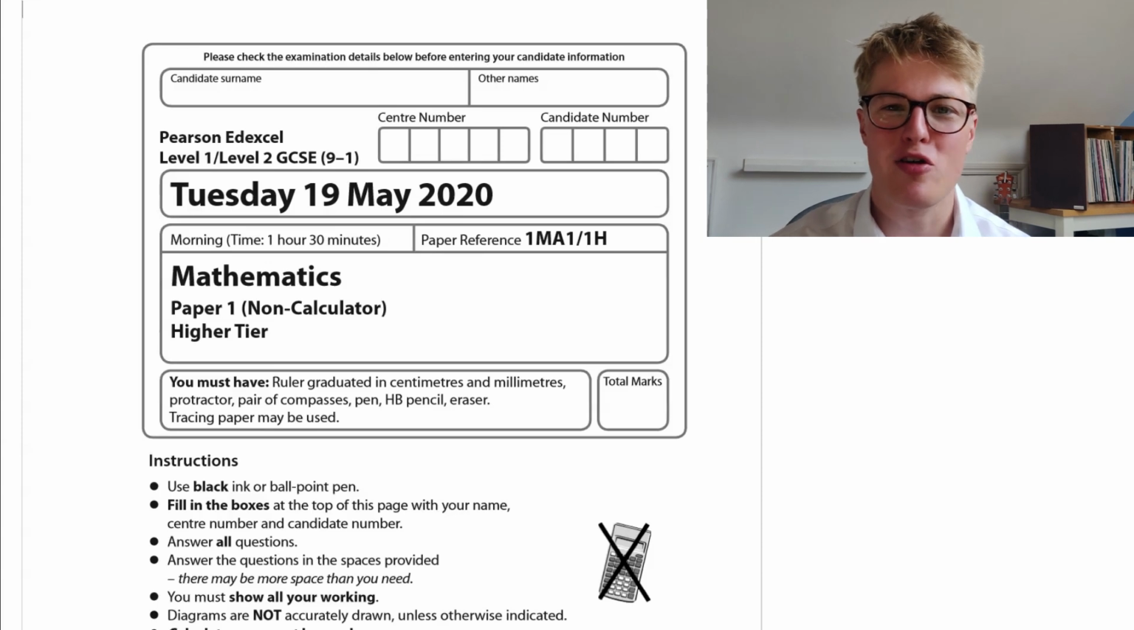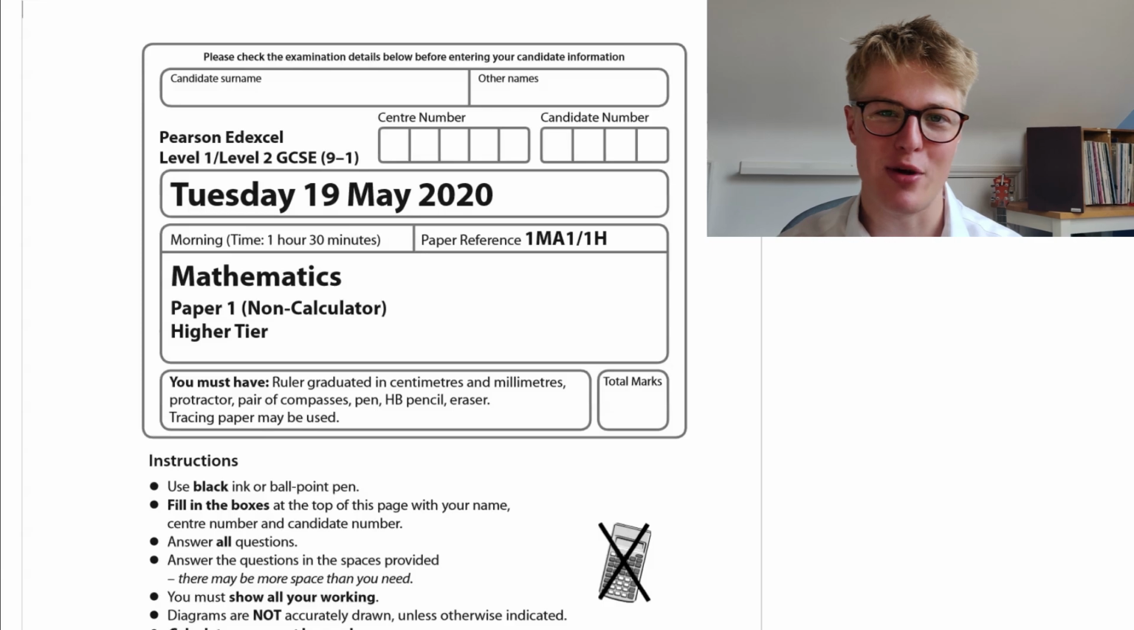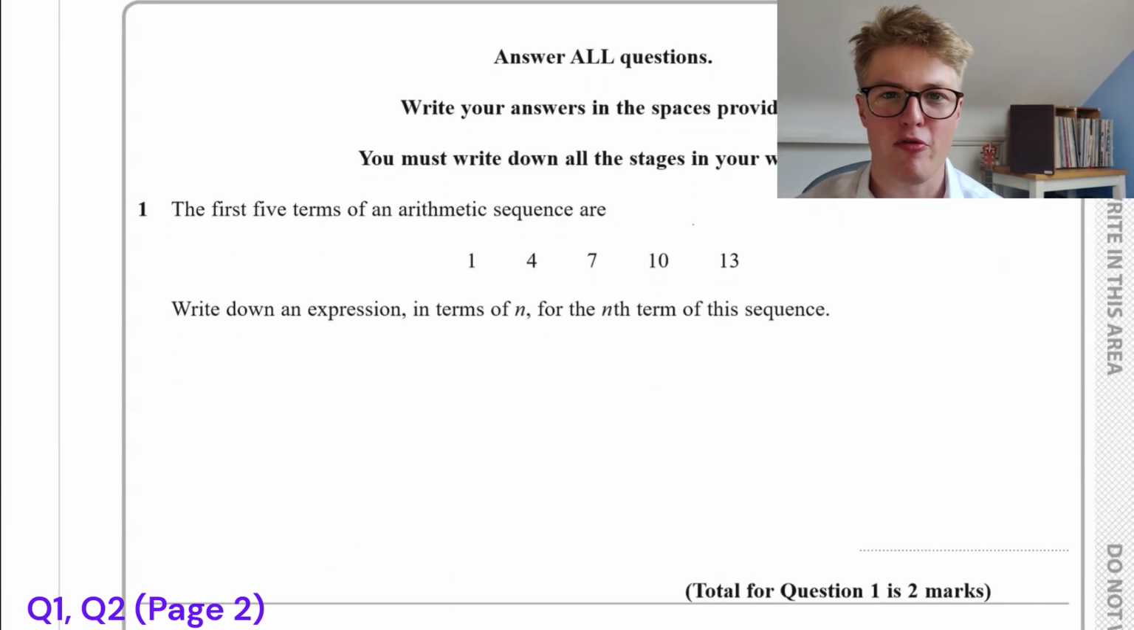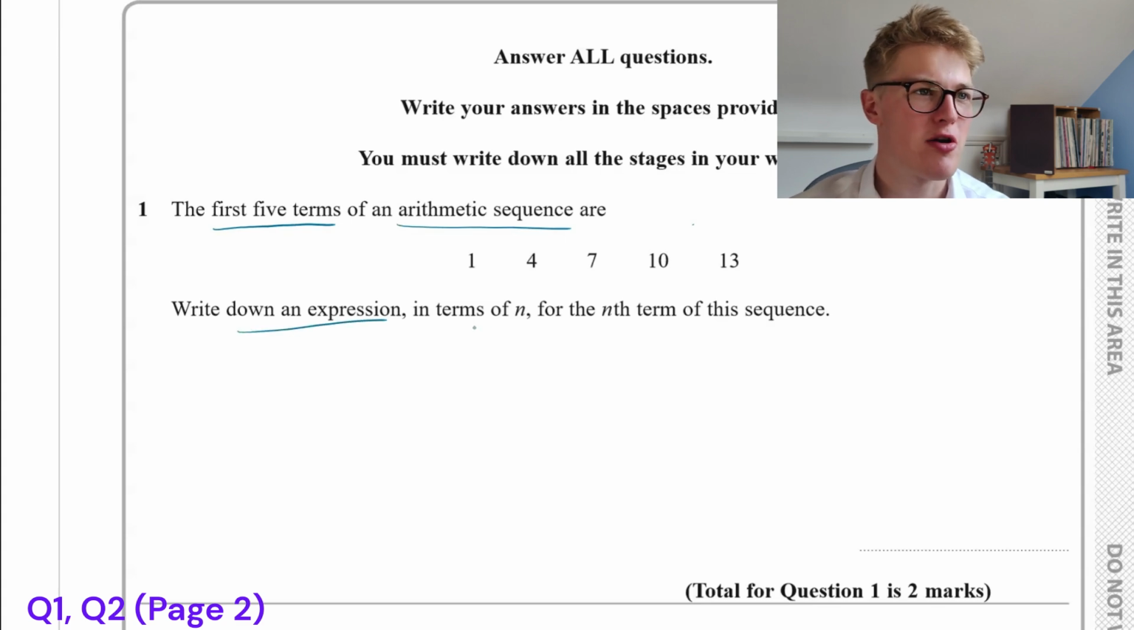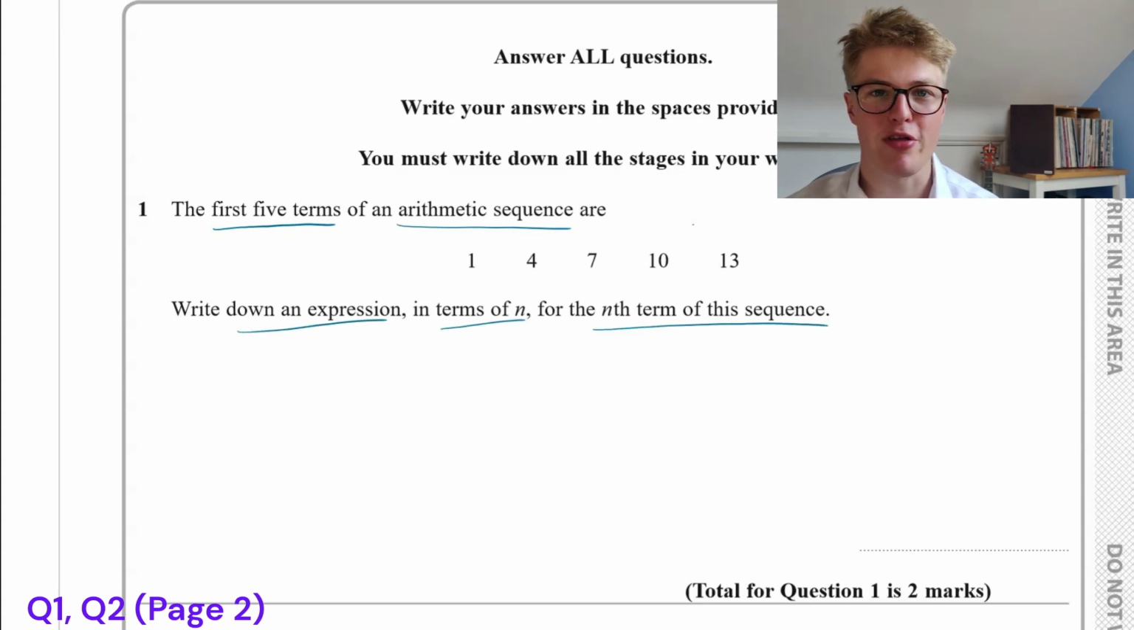My name's Nick, I'm a maths tutor, and today we're going to go through Edexcel Maths GCSE paper 1H from 2020. Let's go. The first 5 terms of an arithmetic sequence are 1, 4, 7, 10 and 13. Write down an expression in terms of n for the nth term of this sequence.